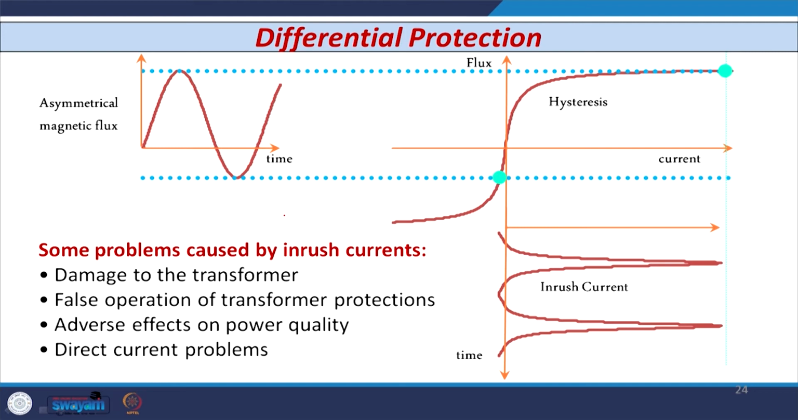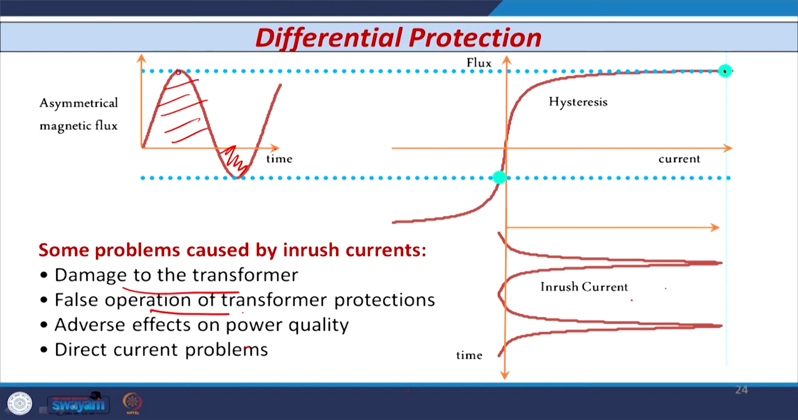Here I have shown the asymmetrical flux, and because of this the point comes somewhere here, which is not in the linear region of the BH curve. If you extend these two green points, the magnitude of current to produce the same value of flux is very high, and this current is known as the inrush current. The magnitude of this current is almost 10 to 12 times the full load current of the transformer, and because of this inrush current, it is going to damage the transformer.